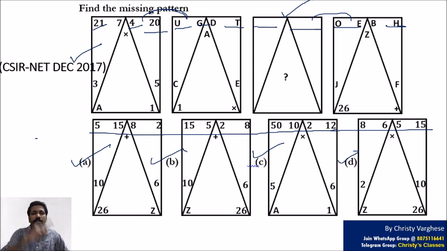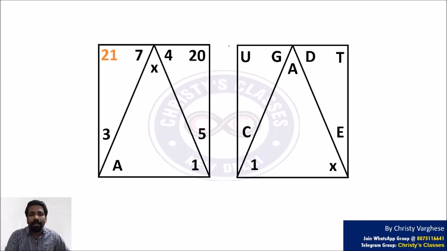So numbers, number letter, that is the idea. So we will take a pair and understand. First and second figure pair, we will understand what is happening in it. These two pictures we are analyzing separately. These are the first two pictures.